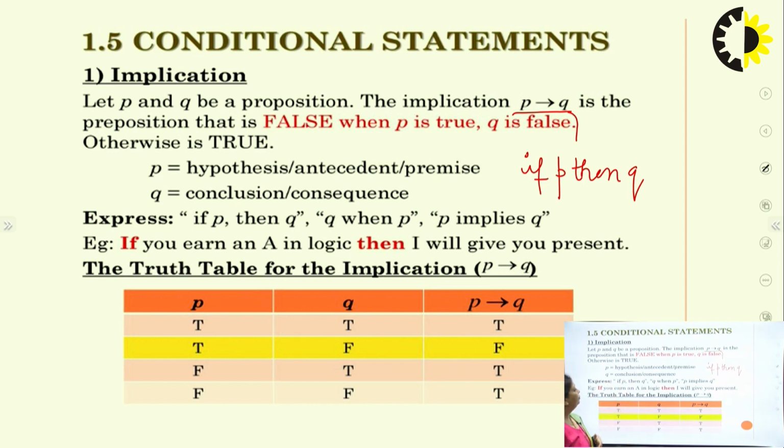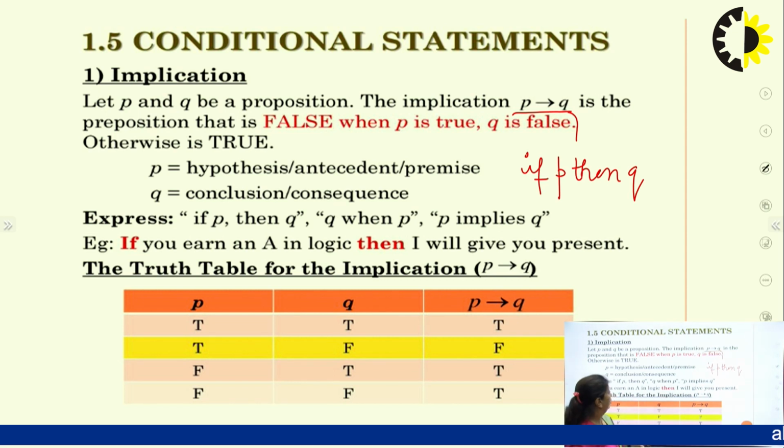Let's take an example. If you earn A in logic, then I will give you a present. It means that if I say this one is my P and this one is my Q, then if P is true, Q has to be true. It cannot be false. So let's check it with the truth table.